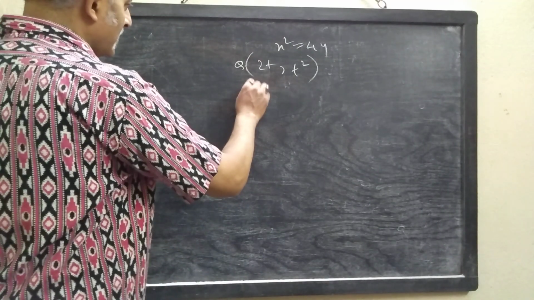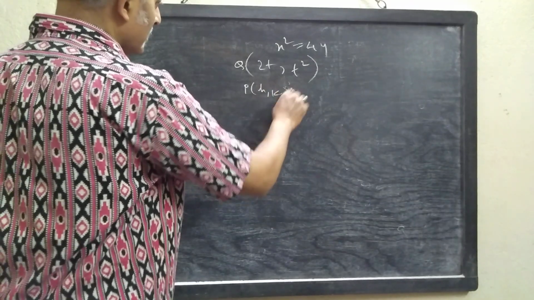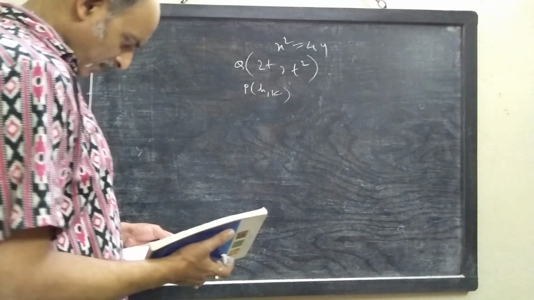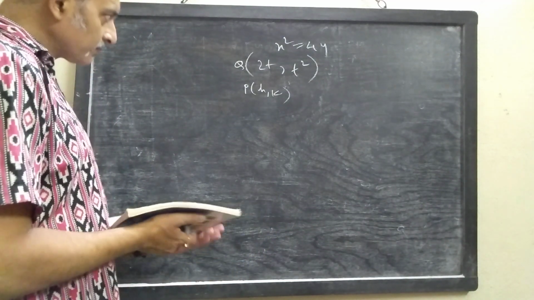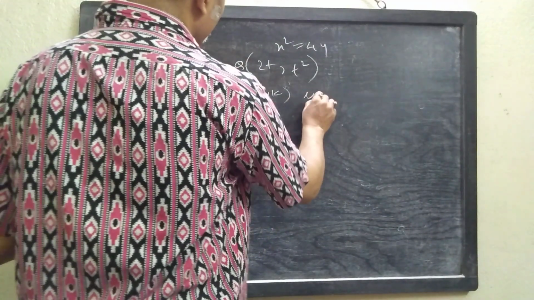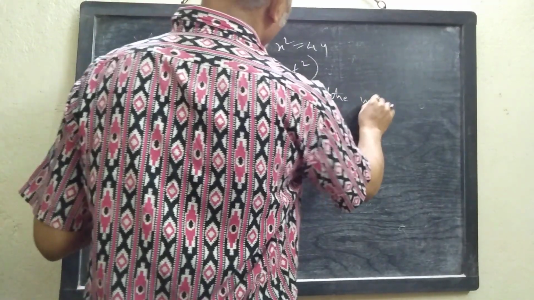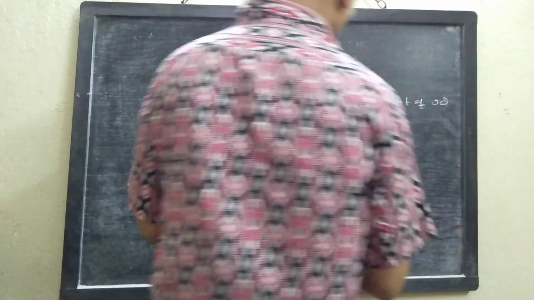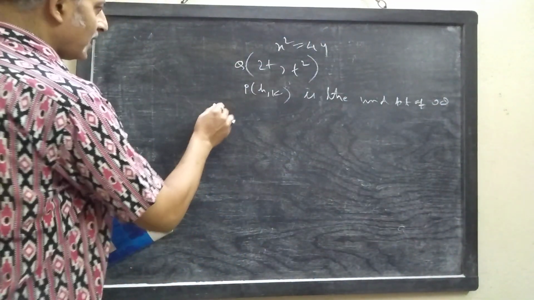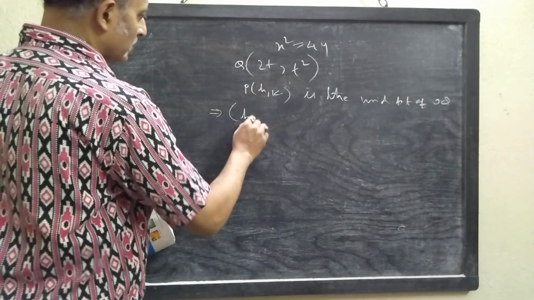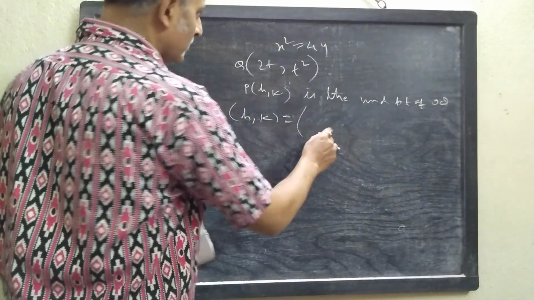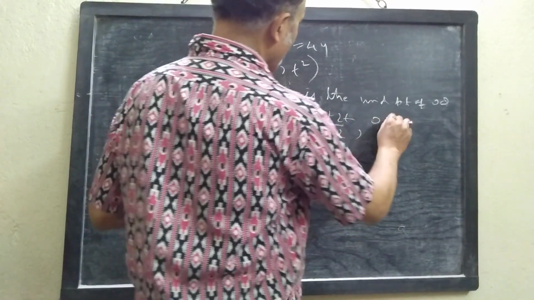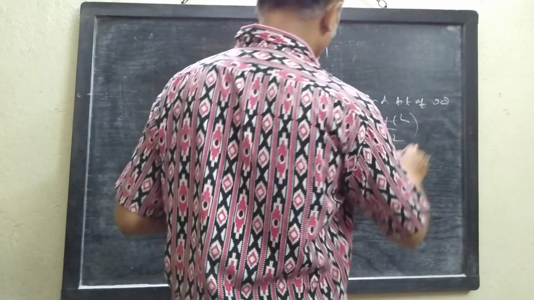Now take P, h comma k, to be the coordinates of the midpoint of OQ. This is the midpoint of OQ. O is origin. So you can write h comma k equals 0 plus 2t whole by 2 and 0 plus t square whole by 2.